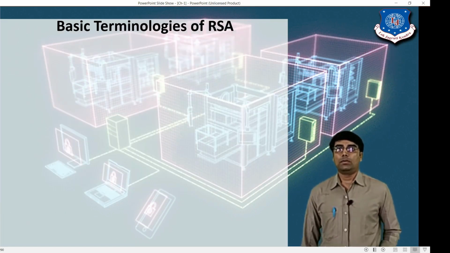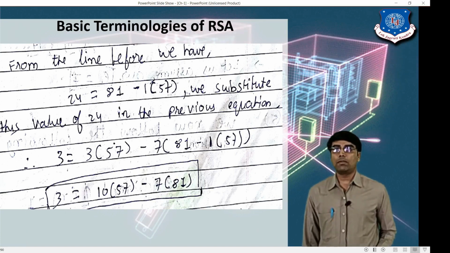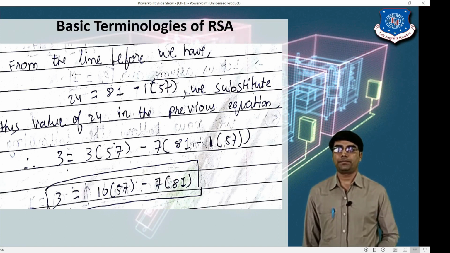From the line before, we have 24 equals 81 minus 1 times 57. We substitute the value of 24 in the previous equation. So instead of 24 you write 81 minus 1 times 57. Multiplying this out gives 7 times 81 plus 7 times 57, and 7 times 57 plus 3 times 57 gives 10 times 57. So now you get the original values 57 and 81.